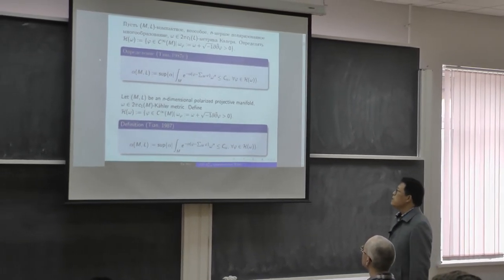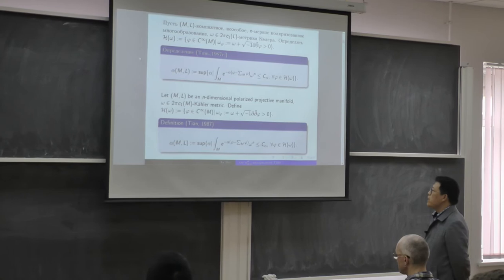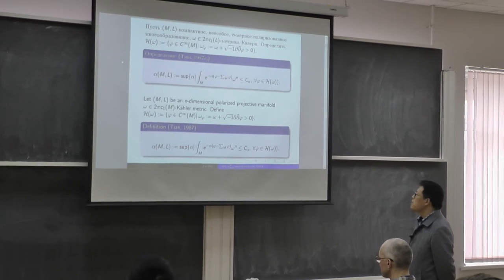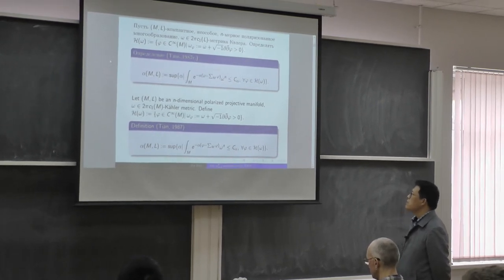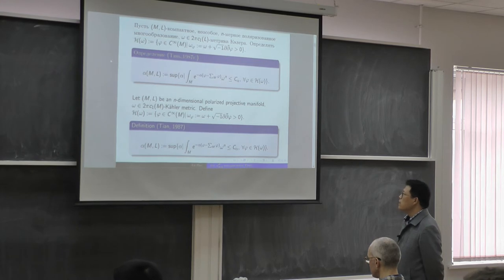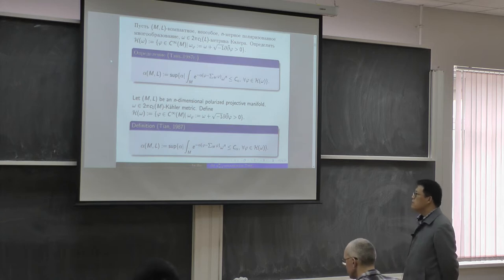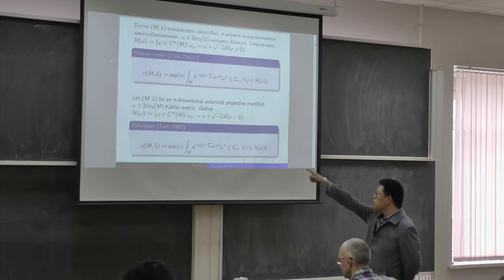At the beginning, we assume that M is an n-dimensional polarized projective manifold, and a Kähler metric omega in the class 2 pi c_1(L). And we define the space of omega-plurisubharmonic functions, H_omega.